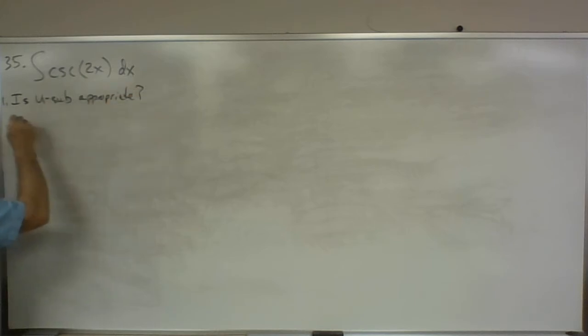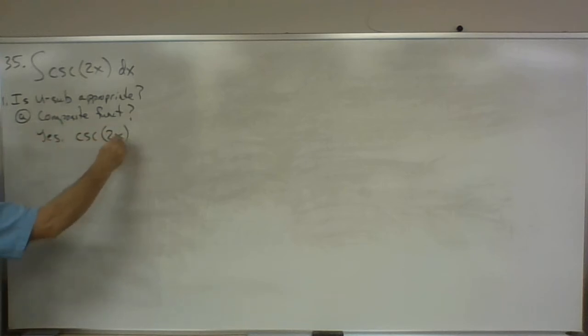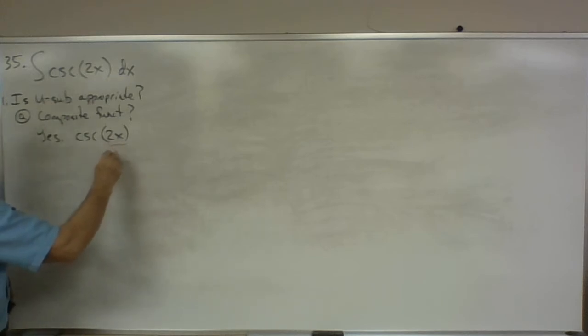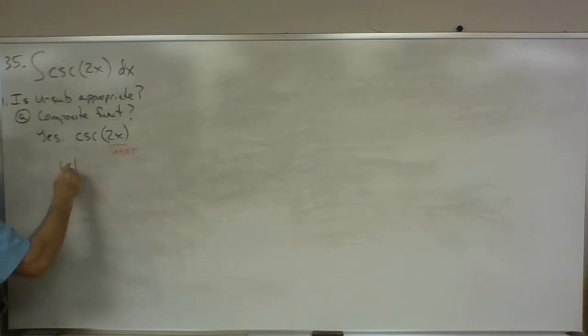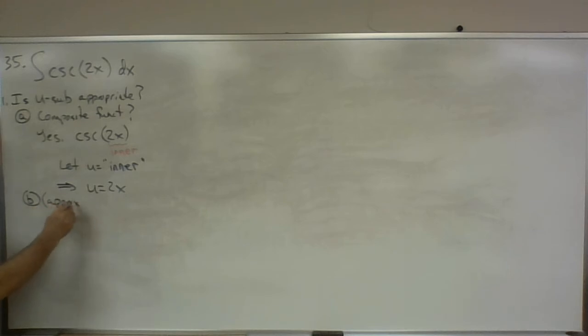Is u sub appropriate? And the first thing we do is look for a composite function. And we do have one. Cosecant evaluated at 2x. 2x is the inner function. And our rule of thumb says, let u equal the inner function. So u equals 2x. Now, what about an approximate function derivative pair?